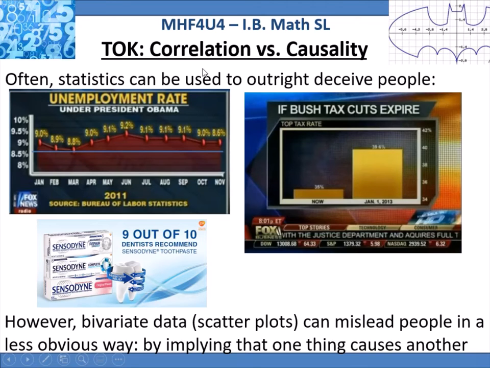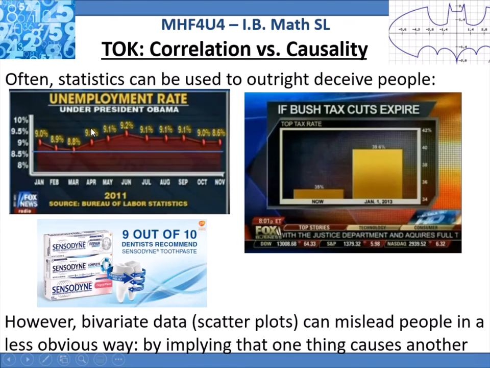This is the idea of correlation and causality. You can just watch; there's not much to write down, but you can look at the point we're trying to make here. First of all, the idea that statistics can be used to deceive people is something that we should be aware of. And this is not new.